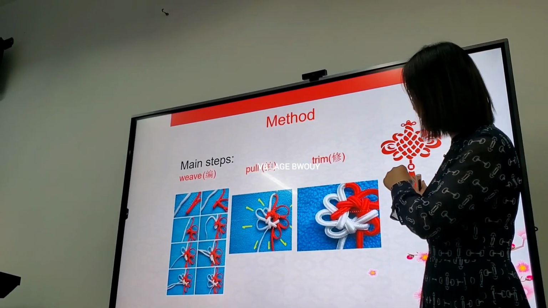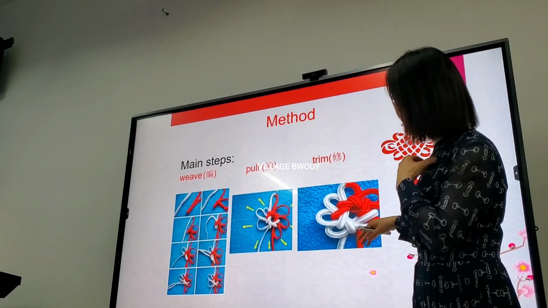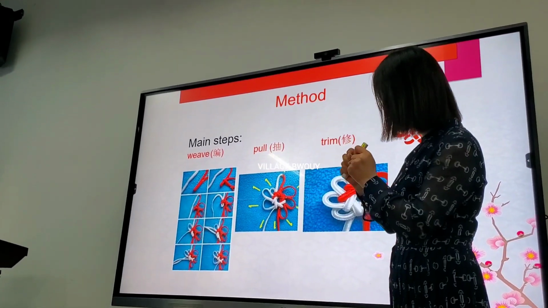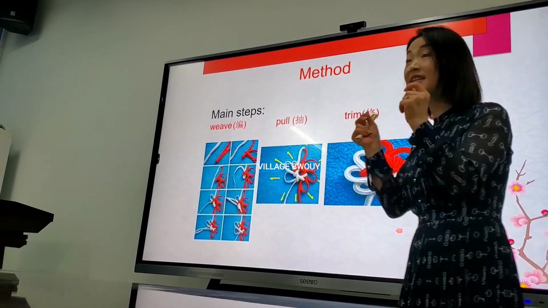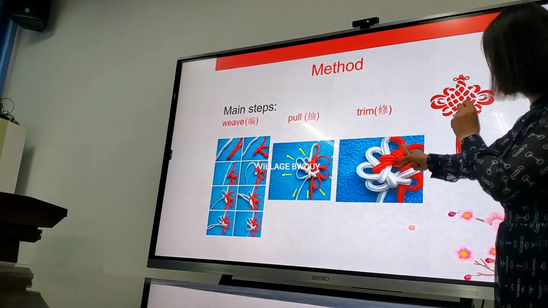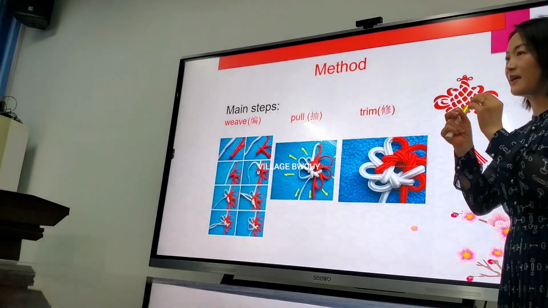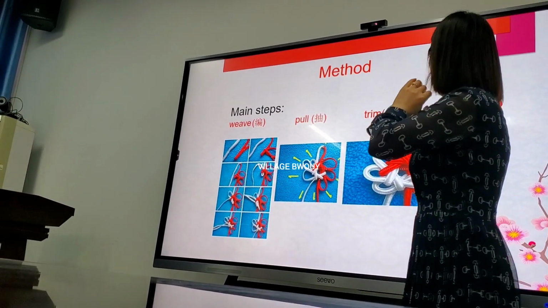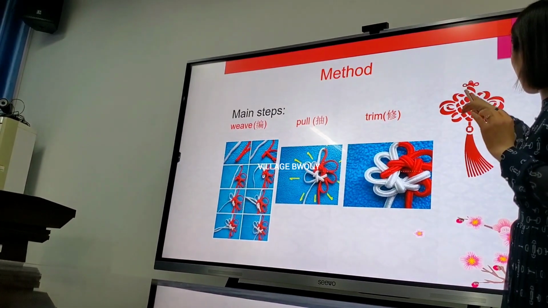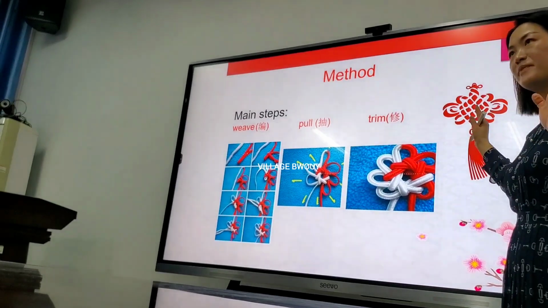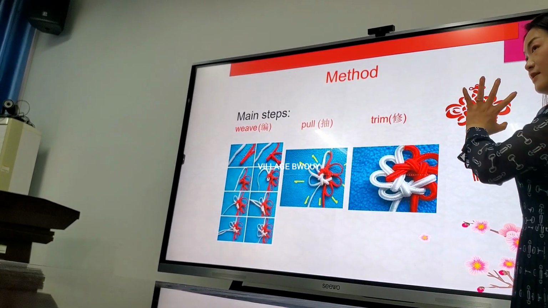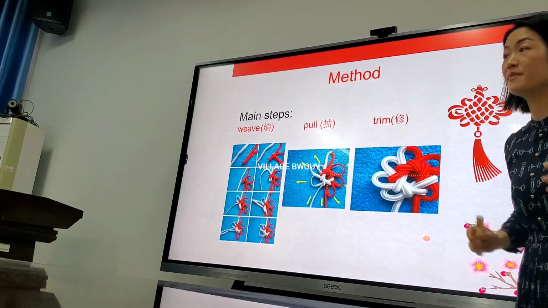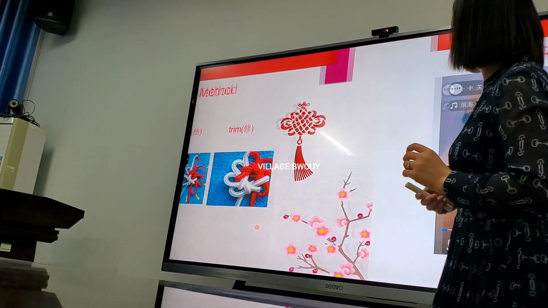It consists of the following three main steps. The first thing is to weave like this, and after you weave it, you can pull it and then tighten it up, right? And then you're going to trim it, make it even. Mostly all the Chinese knots are symmetrical, you know. From this side or the other side, it looks the same. So you have to trim it a little bit.